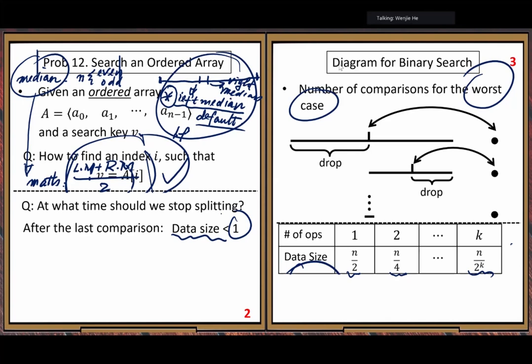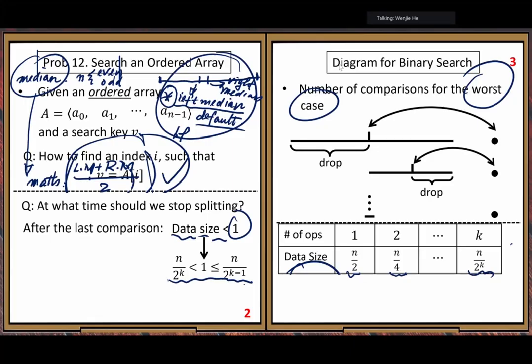So no more split, because one element, how can you split one element? Nobody can split one element. So when the data size is strictly less than 1, no more split. That means you have to stop. All right. So now we use this inequality as our stopping criterion.